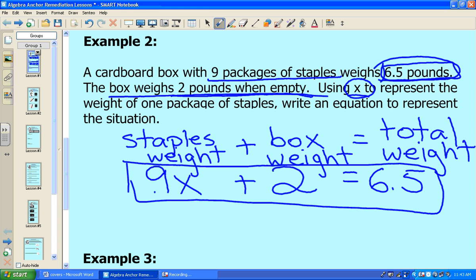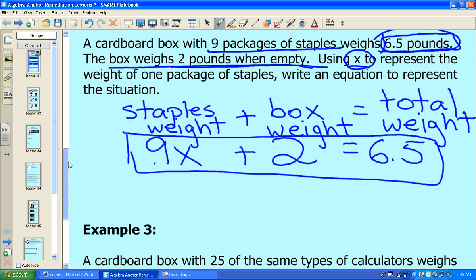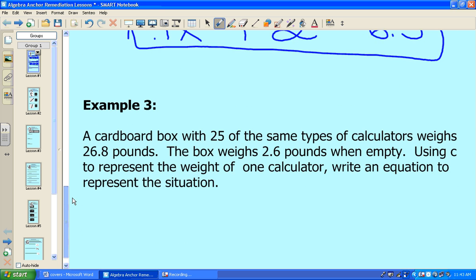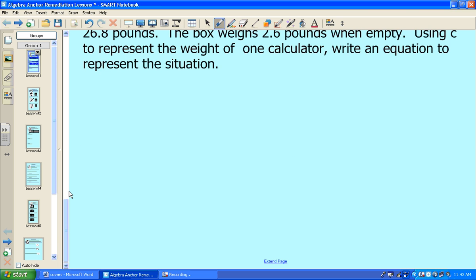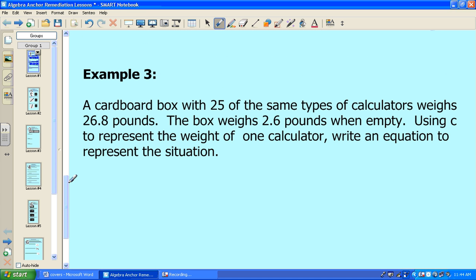Okay, now at this point, I think it would be a good idea to hit pause, and I want you to try example 3 yourself. When you think you have an answer, push play again. Okay, example 3 reads, a cardboard box with 25 of the same types of calculators weighs 26.8 pounds.